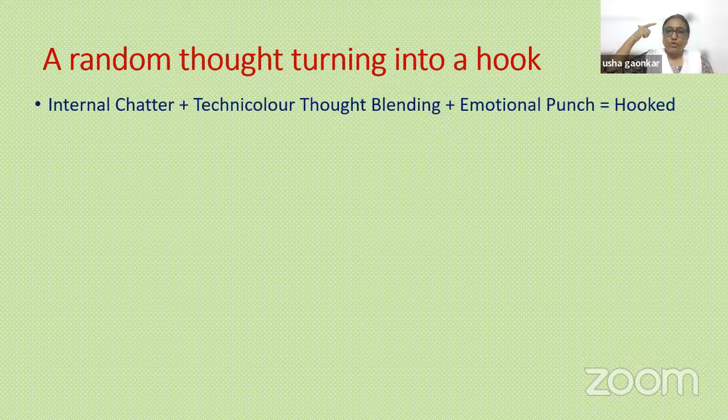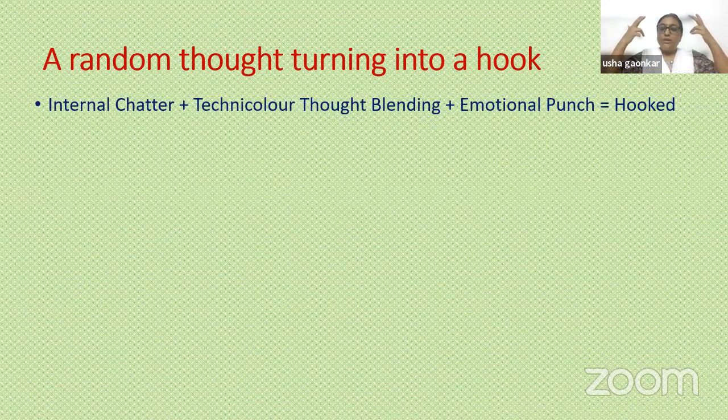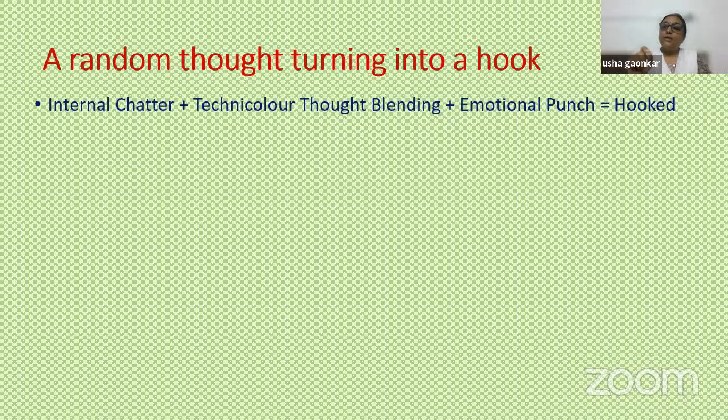Did you get this plus thing? First, the internal chatter is going on in your mind. Then comes the thought blending. Thought blending means it blends with the internal chatter. Whatever you are thinking turns into visual imagery, and then it adds on to the internal chatter, whatever is going on. And then the emotional punch: I'm not good at this. I can never stand up to anything. I'm always going to be screwing up things, or I'm always going to be a loser. So this internal chatter plus thought blending plus emotional punch is equal to getting hooked.